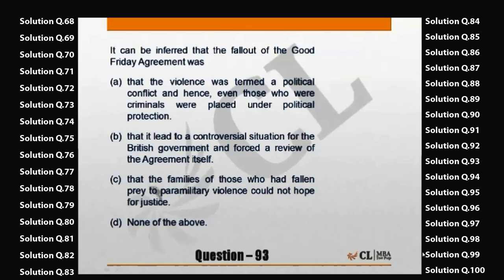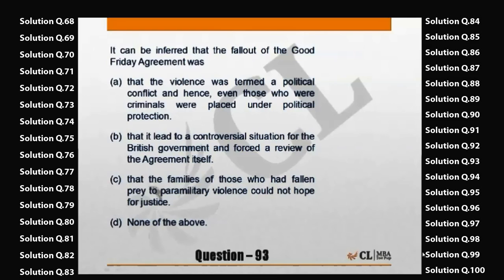If you were to come up to question number 93, which is here on your screen right now, it's an inference question. It says, which it can be inferred that the fallout of the Good Friday Agreement was what? Now, interestingly, there is no fallout of the Good Friday Agreement mentioned here in the passage. And the passage does state that what was implicit in the peace process was the acknowledgement and recognition that the entire conflict had been a political one.